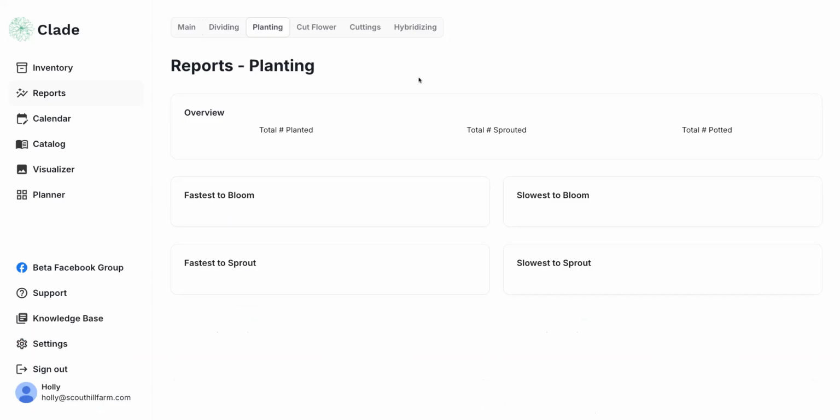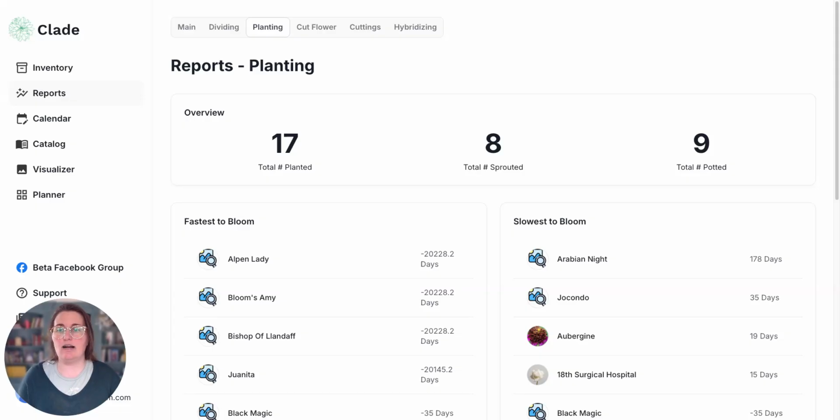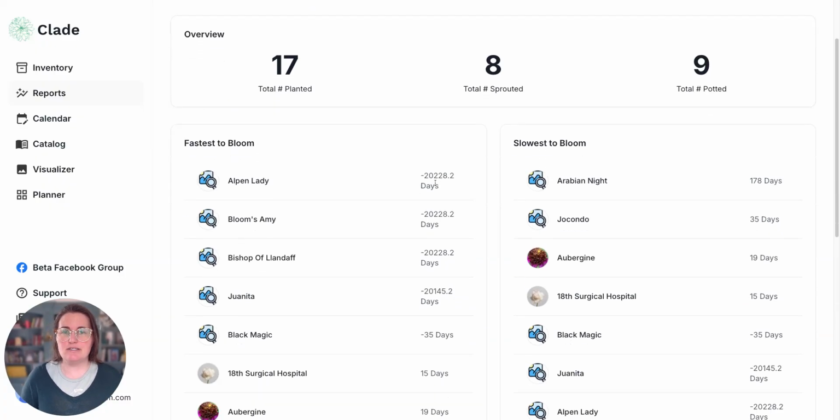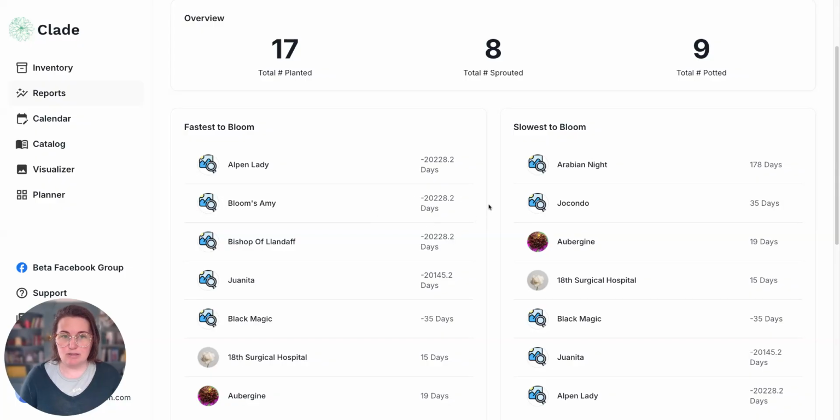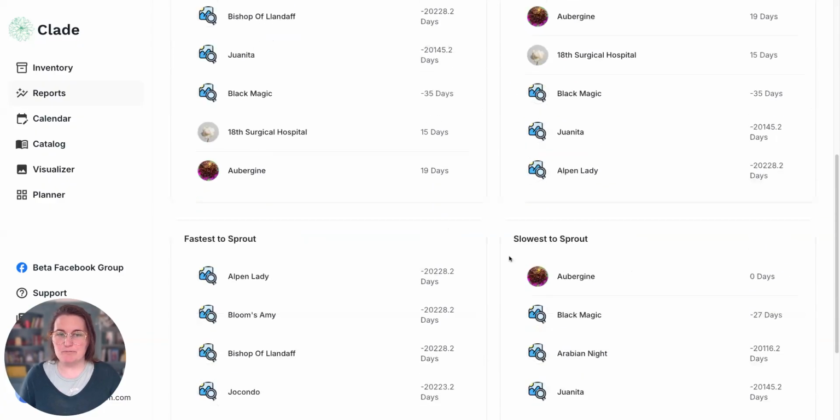Planting is the module where you track getting tubers out of storage, waking them up, sprouting them, potting them if you do. I do pot all mine up because I'm in zone 6A, and then planting them out in the field and where you planted them. Once they're planted, you can track when they got that first bloom, and thus you can see how many planted, sprouted, potted, and then how quickly did they bloom. My first to bloom this year, I think, was either Aubergine or Solman. And you can track that year over year, which is fun.